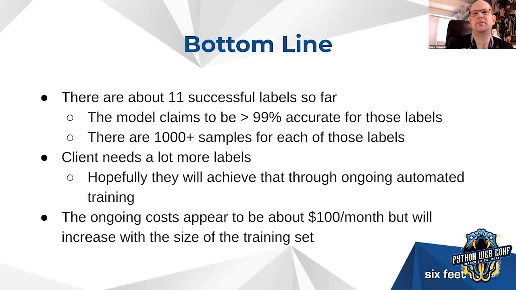So the bottom line: there are about 11 very successful labels so far. The AutoML model claims to be greater than 99% accurate for those labels, and there are over 1,000 samples for each of those labels. Unfortunately, the client needs a lot more labels, but fortunately, it's an ongoing training process. Over time, they should be able to achieve a lot more successful labels. The ongoing costs appear, again, to be about $100 a month, but that will increase a little bit with the size of the training set.